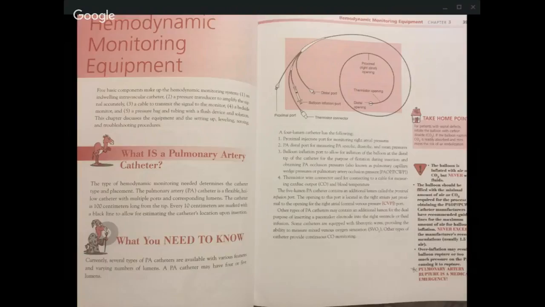The catheter is 100 centimeters long from the tip. Every 10 centimeters are marked with a black line to allow for estimating the catheter's location upon insertion. Need to know? Currently, several types of PA catheters are available with various features and varying numbers of lumens. A pulmonary artery catheter may have 4 or 5 lumens.